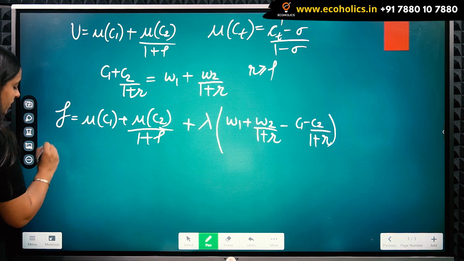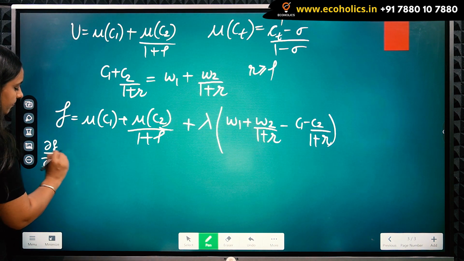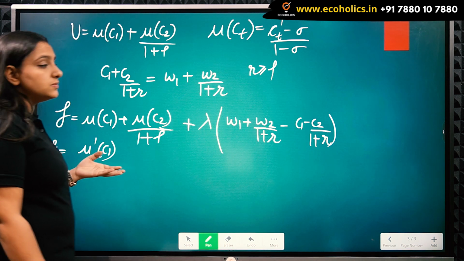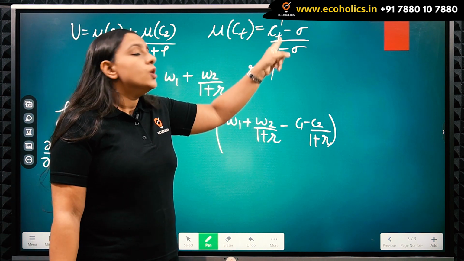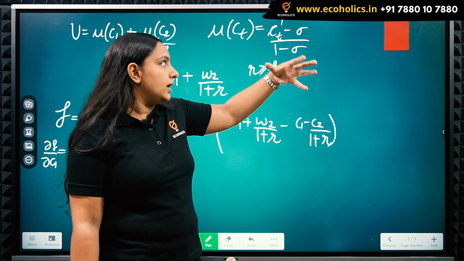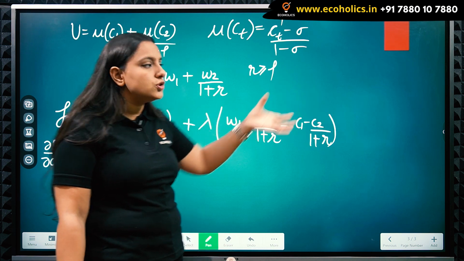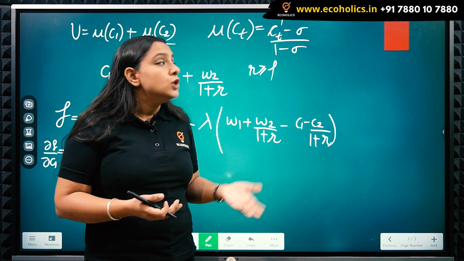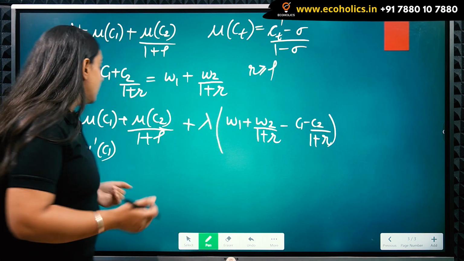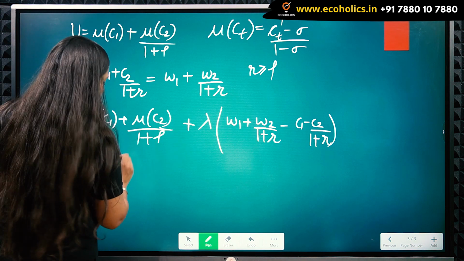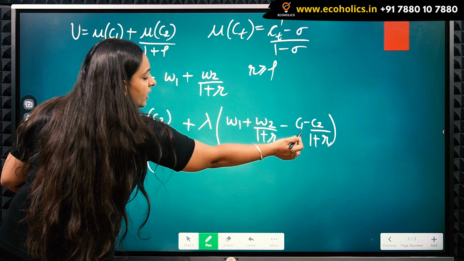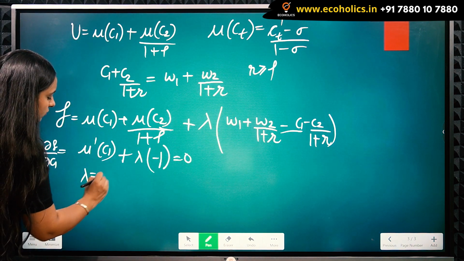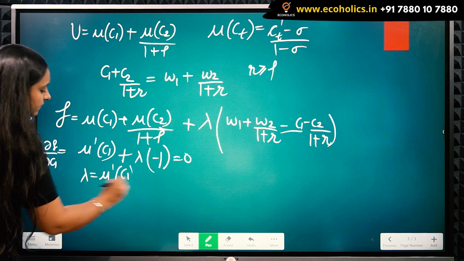If I differentiate it with respect to C1, I will get the derivative of the utility function which contains the term C1. I'm not substituting its form because this is a little tricky, difficult form of the utility function. Since we just want to find the result, we can substitute it later if we need it. The other term will become 0, and for lambda with C1 we have only one term, so minus 1 equals 0. So from here I get lambda equals U dash of C1.